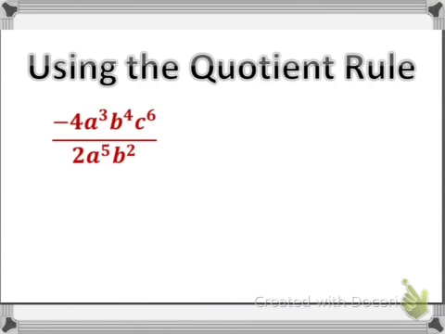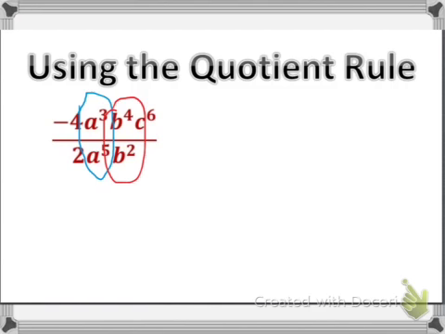So when you look at this particular expression here, using the quotient rule, what we want to do is look at the terms and the letters that have the same base. So right here, you see a to the fifth and a to the third. Those guys have the same base. And then right next to it, you see b to the fourth and b to the second. Those guys have the same base, so we can subtract there. And then you have c to the sixth power and nothing else there.